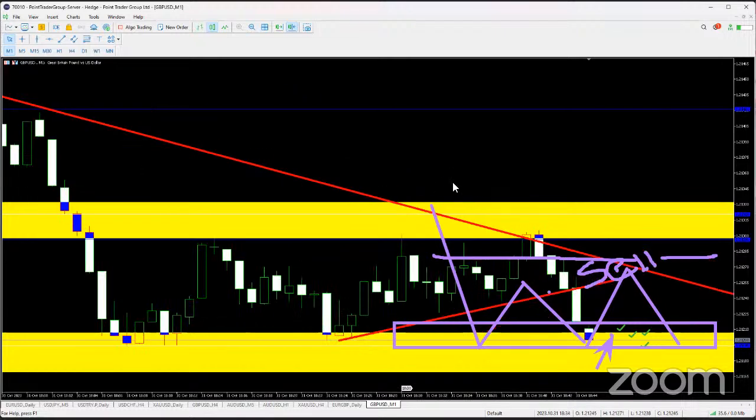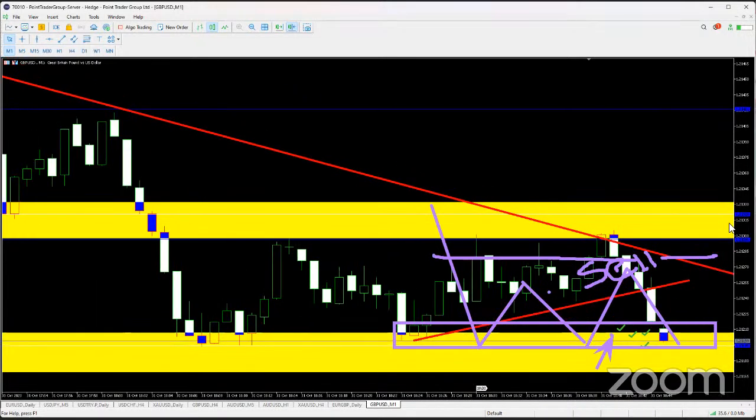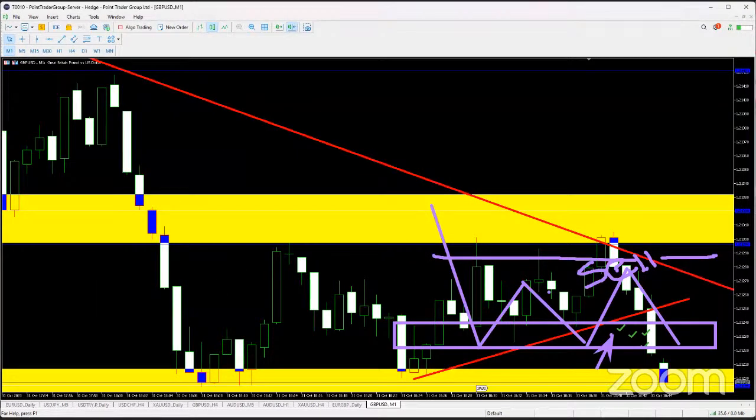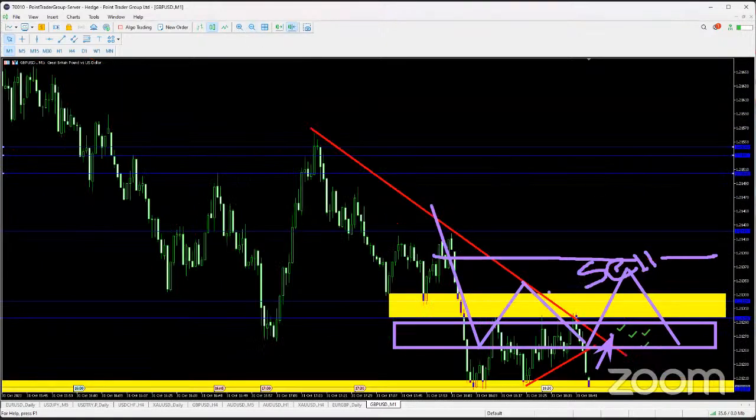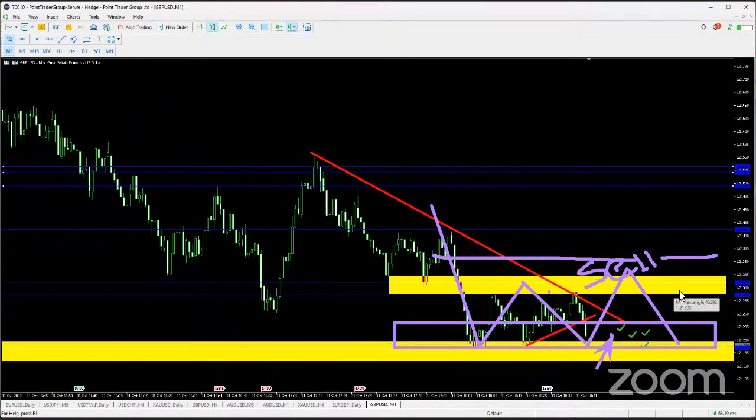Now, as you can see here, we went short from this area, this yellow area, from this level and this level. The market did hit our target. So congratulations on this.